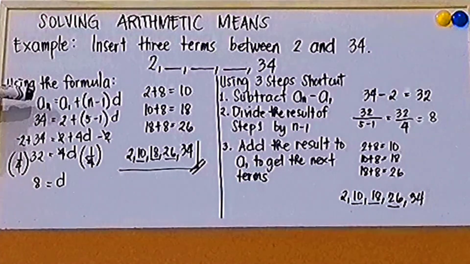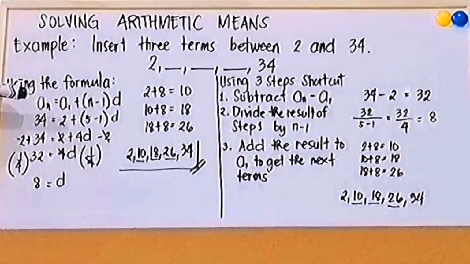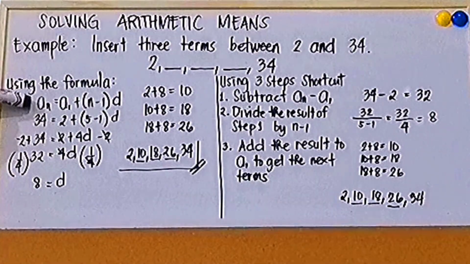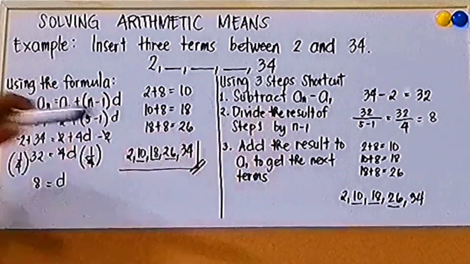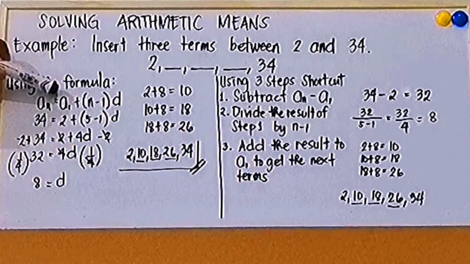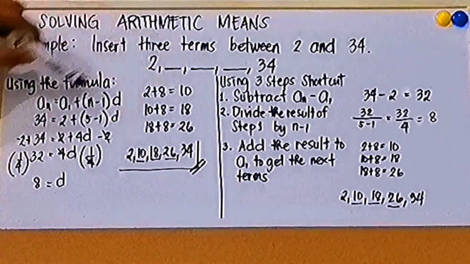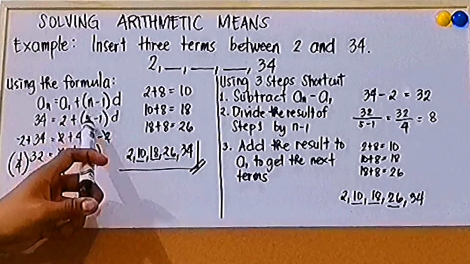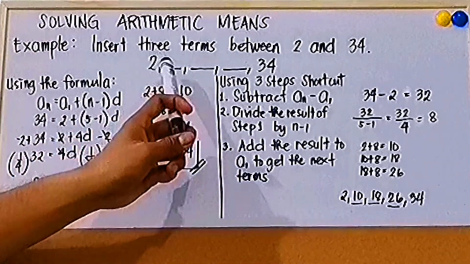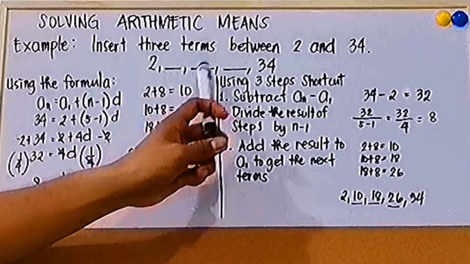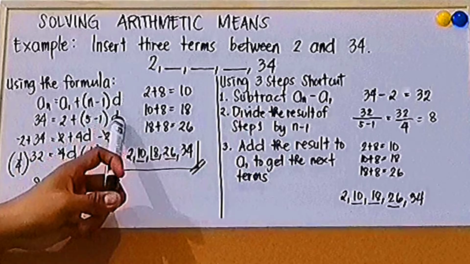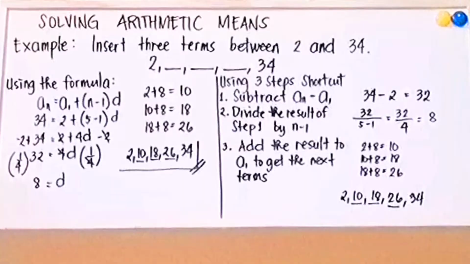So write the formula first. Next, substitute the following given. So a sub n is the last term, which is 34. A sub 1 is the first term, so that is 2. And then the value of n is 5 because there are 5 terms. 1, 2, 3, 4, 5. Next, and d will be unknown.